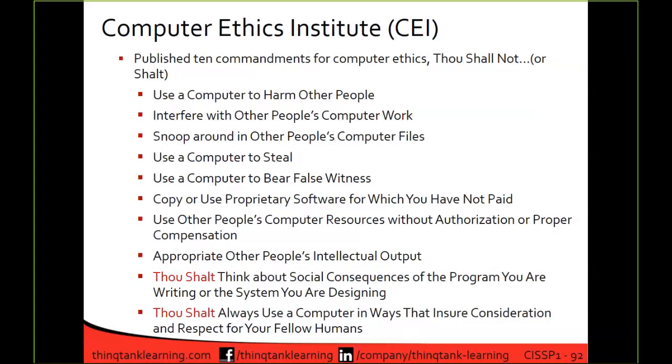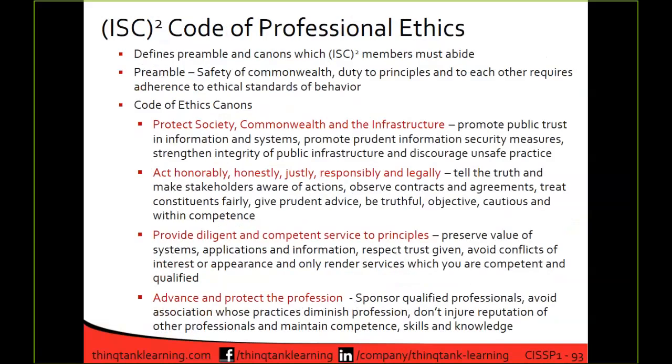appropriate other people's intellectual output, and thou shalt think about social consequences of the program you are writing or the system you're designing. Always use computers in ways that ensure consideration and respect for your fellow humans. These are literally the guidelines that were published by the Computer Ethics Institute. Now, you're not going to have to know those, but you're most likely going to have to know these because they're directly related to ISC squared.